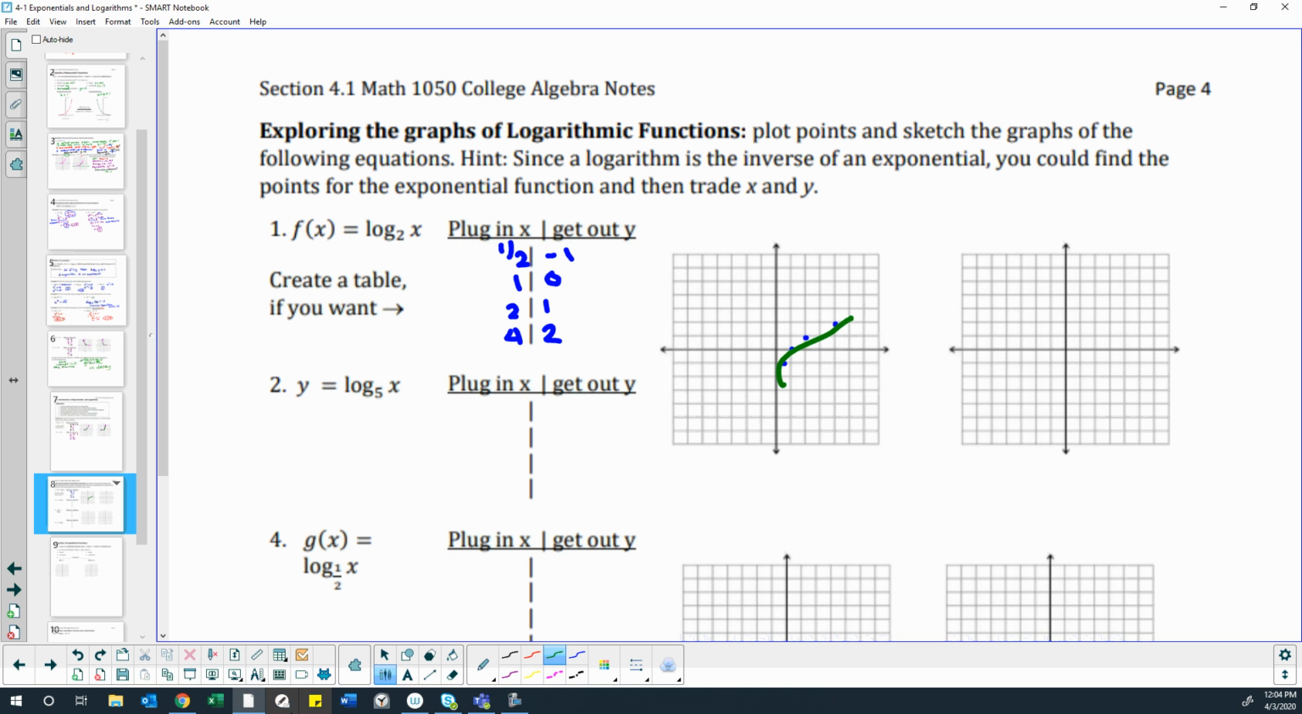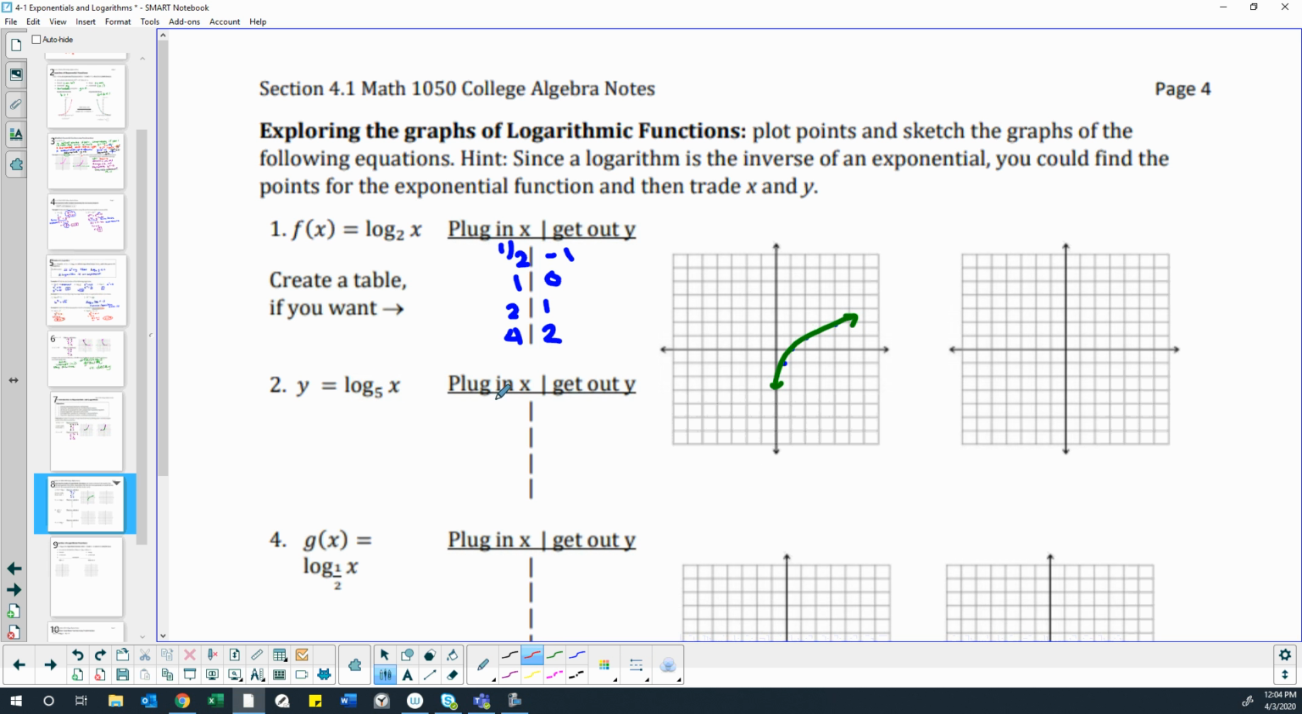Oh, that didn't go very well. Let me redo that if I can. There, that's a little better now. The problem with this graph is that it's actually going into the y-axis, and it shouldn't be doing that because there's going to be an asymptote there. Okay, let's look at the next one.